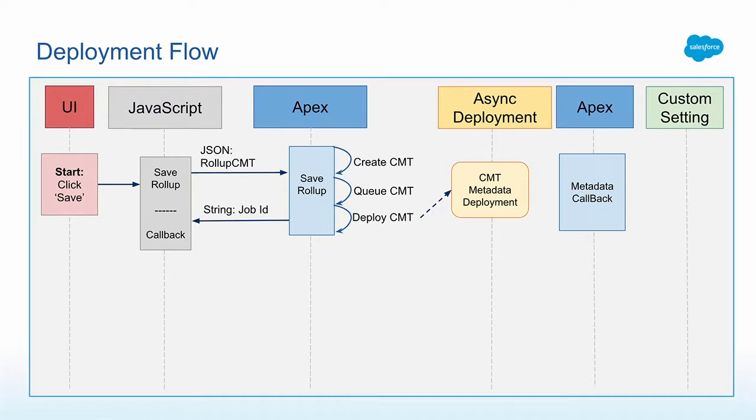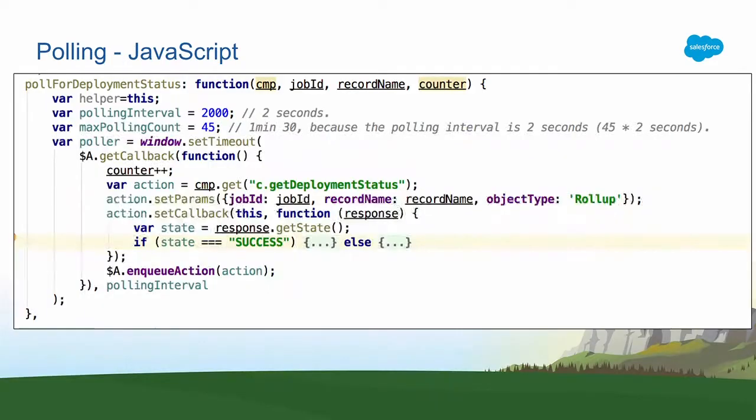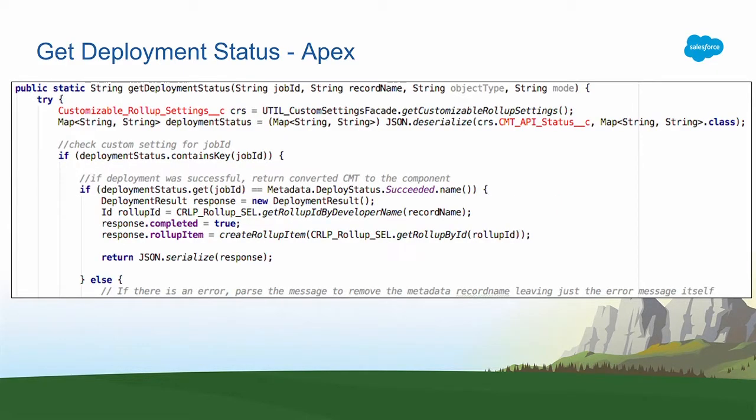Now that we've returned from that, we are ready for our callback function on the front end, which is what will start polling to monitor for the deployment. The polling will happen every 2 seconds, up to a max of about 90 seconds. We don't want our users to wait forever for a deployment. What this is going to do is call get deployment status on the back end, which is actually what we'll be querying for that update on the deployment status. And that's what this server call is doing, this get deployment status.